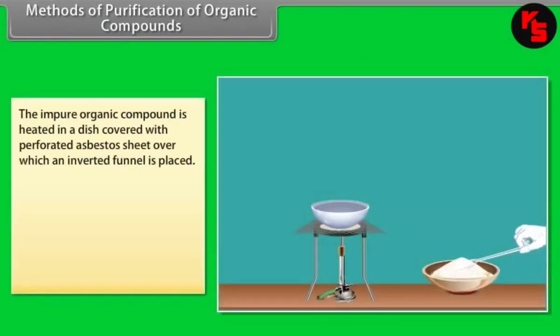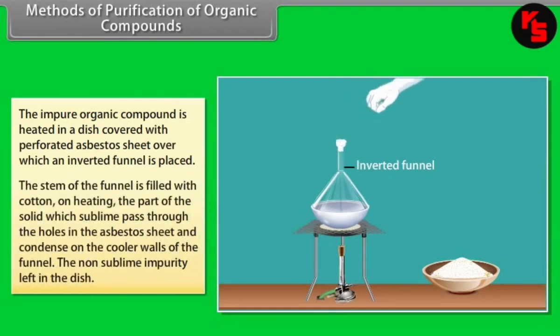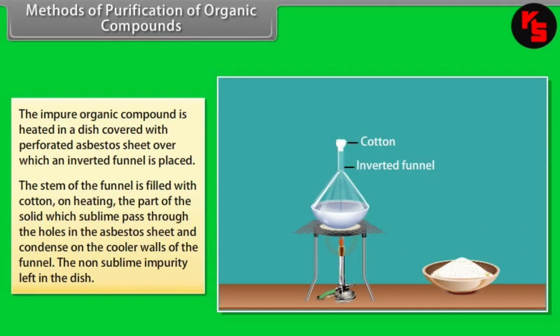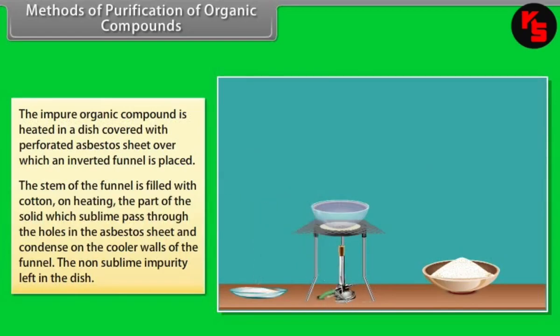The impure organic compound is heated in a dish covered with a perforated asbestos sheet over which an inverted funnel is placed. The stem of the funnel is filled with cotton, and on heating, the part of the solid which sublimes passes through the holes in the asbestos sheet and condenses on the cooler walls of the funnel. The non-sublimable impurity remains.